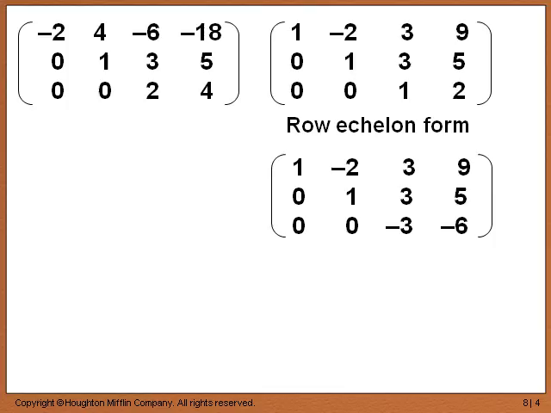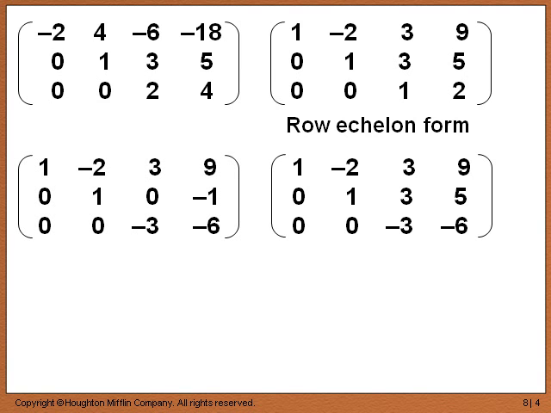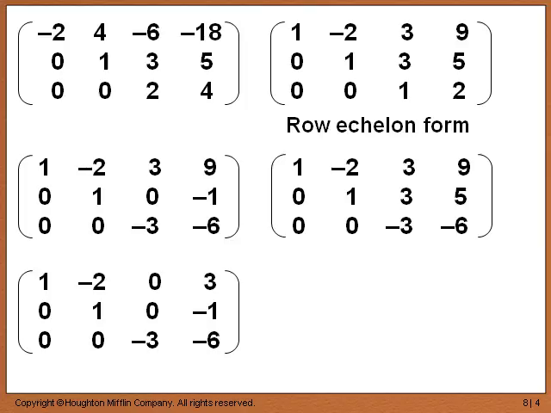I get 1, -2, 3, 9, 0, 1, 3, 5, 0, 0, -3, -6. Then I simply add row 3 to row 2, and I get 1, -2, 3, 9, 0, 1, 0, -1, 0, 0, -3, -6. And then, conveniently, I can also add row 3 to row 1, because that's going to get rid of the 3 in the first row. When I add row 3 to row 1, I get 1, -2, 0, 3, 0, 1, 0, -1, 0, 0, -3, -6. We're getting closer to reduced row echelon form.